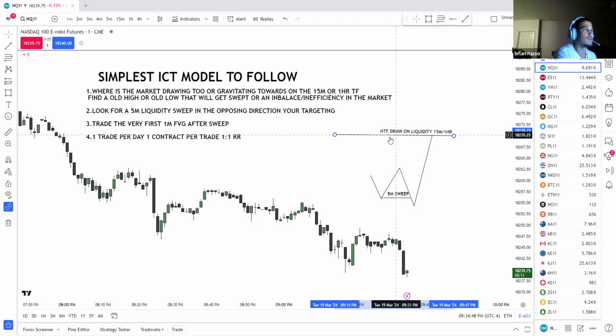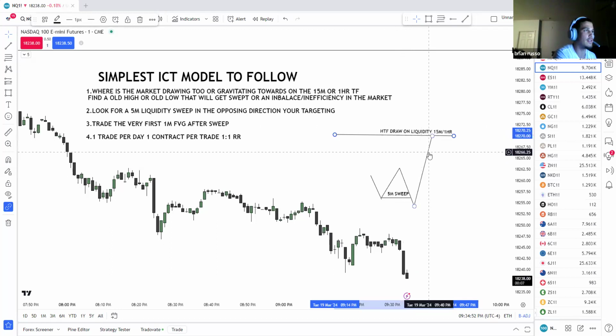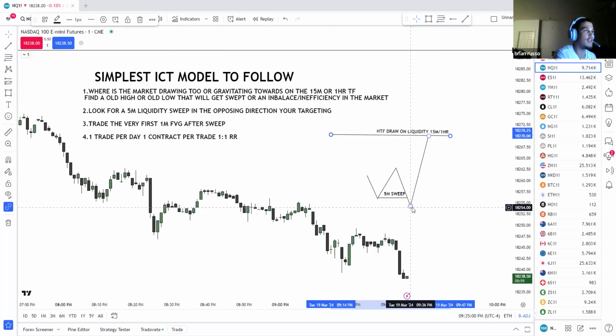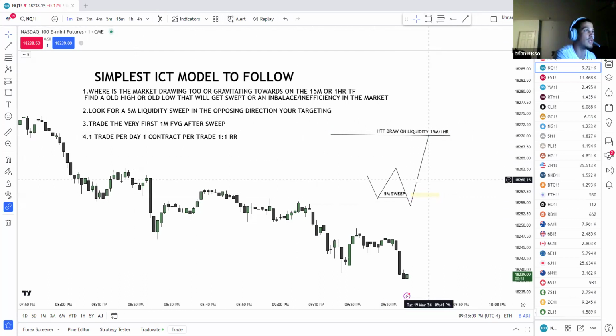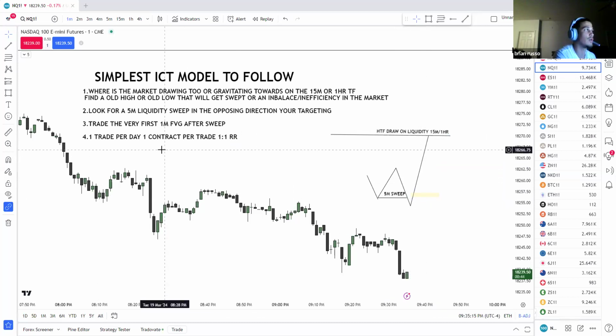I don't really care what this is up here. I don't care if it's a swing high or a swing low. I don't care if it's an imbalance or an inefficiency. As long as you find that the market's gravitating towards that, then you're going to look for a 5-minute sweep of liquidity. And then you're going to trade the very first 1-minute fair value gap that's created in that direction. So you're going to trade the very first fair value gap in here toward the liquidity. And you're not going to target the liquidity, but you want to be in that direction because it's going to increase the chances of your trade working out.